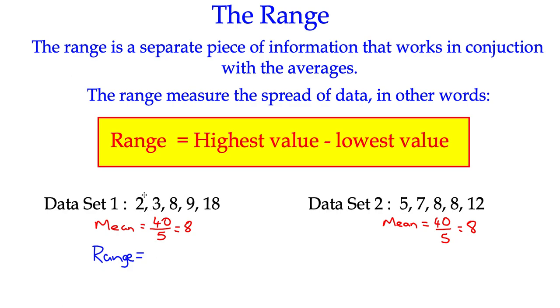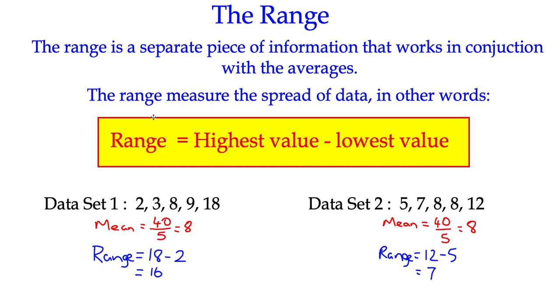That's really important. In data set 1, the range is going to be the largest value, which is 18, subtract the smallest value, which is 2. So our range is 16. There's a gap of 16 between the highest and the lowest. In data set 2, the range is the largest value, which is 12, subtract 5, which is the lowest value, which is 7. So it's quite clear that in data set 2 the values are closer together. They're more consistent. In data set 1, the values are much more spread out.